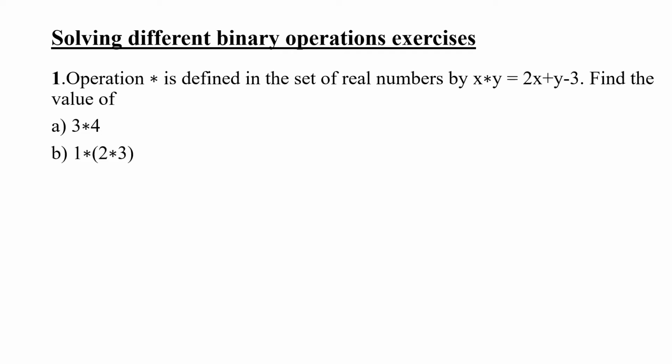Today we are going to solve different binary operations exercises. Exercise number 1. Operation star is defined on the set of real numbers by x star y equals 2x plus y minus 3. Find the value of A, 3 star 4, B, 1 star (2 star 3). Solution.